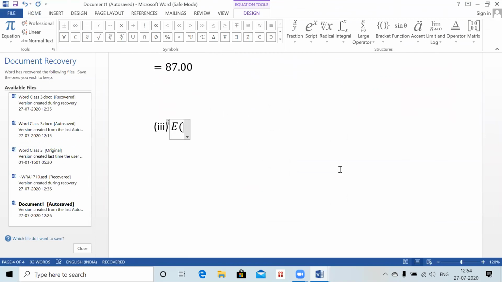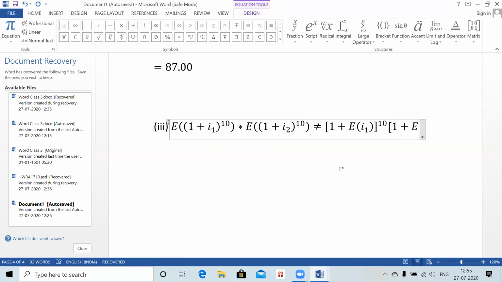expectation of (1 plus I_1) to the power 10 is equal to expectation of (1 plus I_2) to the power 10, which is not equal to (1 plus expectation of I_1) to the power 10 and (1 plus expectation of I_2) to the power 10.